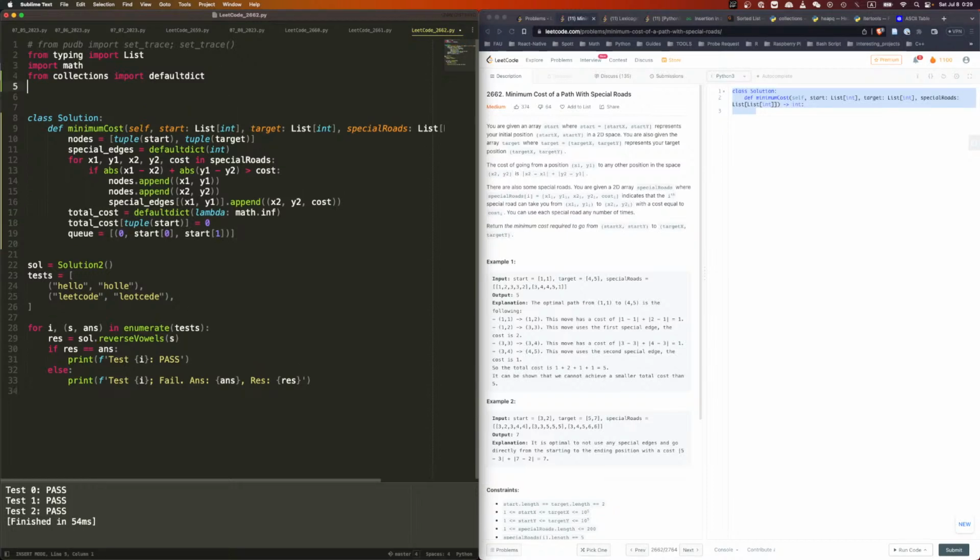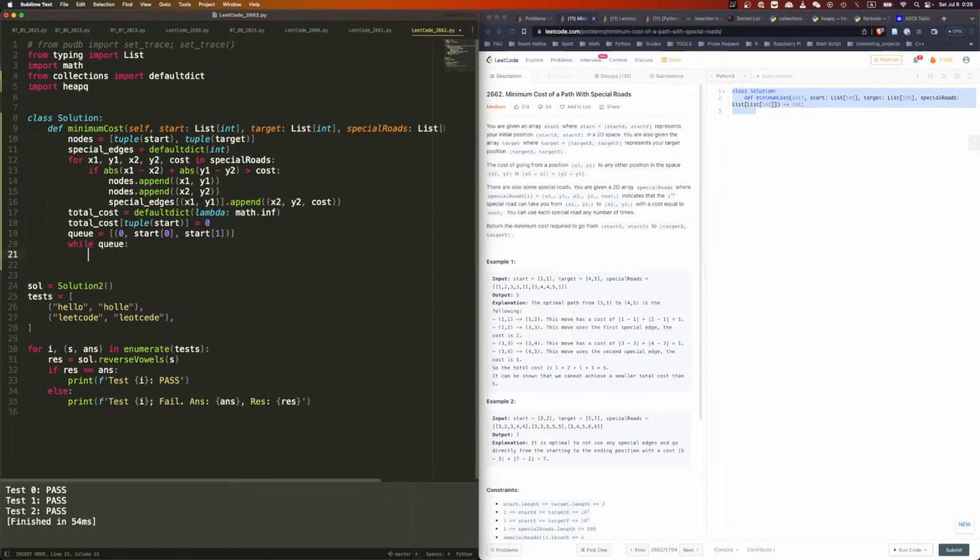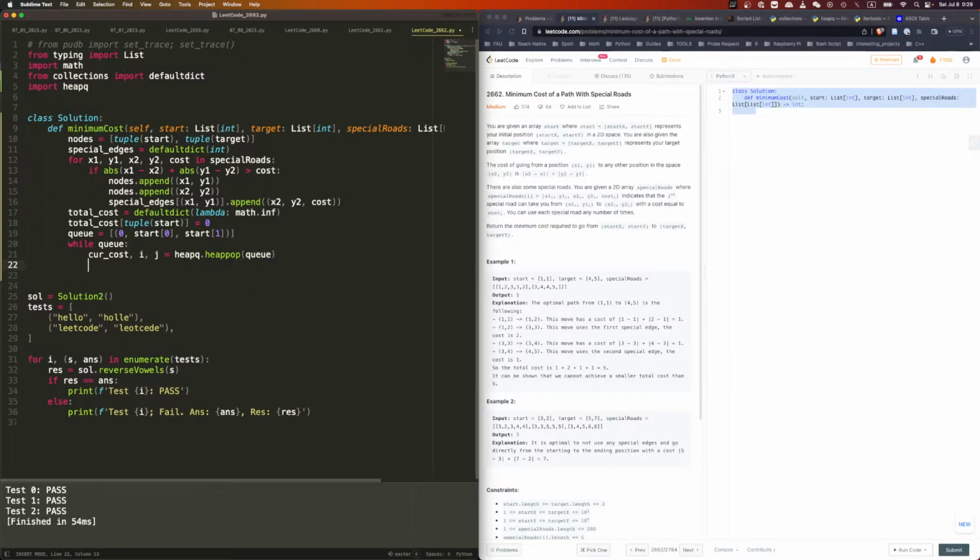Okay, then we need heapq, while queue. All right, so the current cost and i, j equal to heapq.heappop queue. Right? So we pop it out. Then, ooh, that is not right. This should be a set. This should add. No, this is append. This is right. This is add.